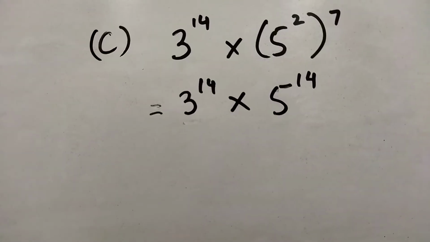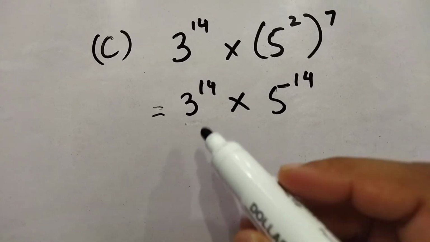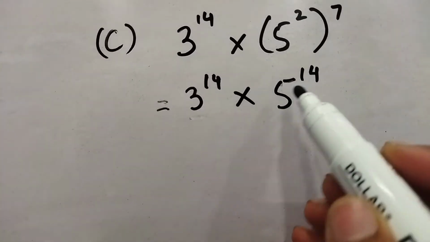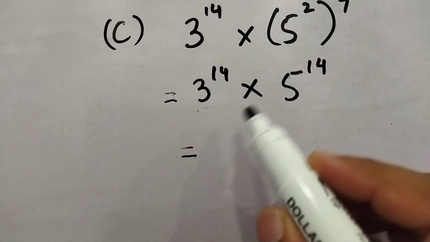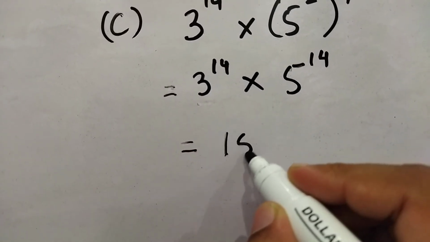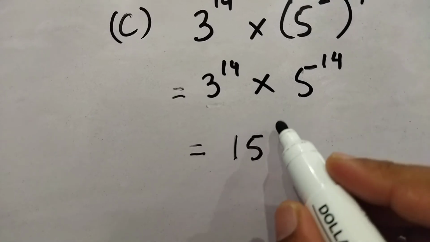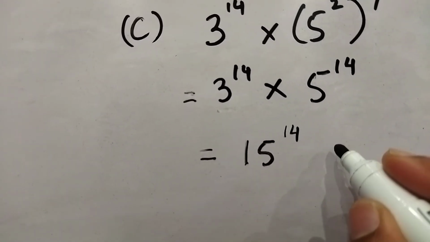Now come back to part C. 3 raised to power 14 into 5 raised to power 14. What we are going to do is multiply the bases, and we'll get 3 into 5 as 15 raised to power 14. This is the answer.